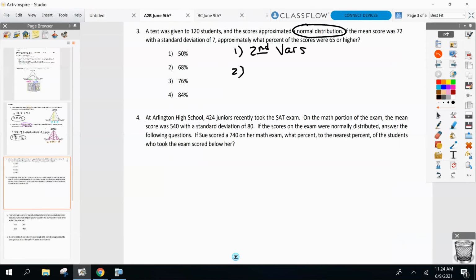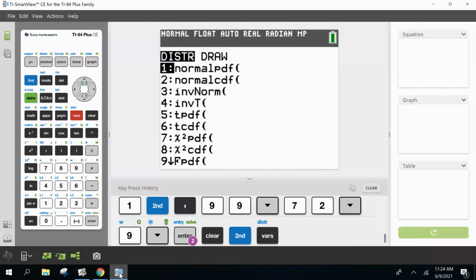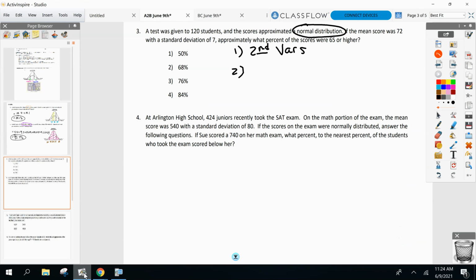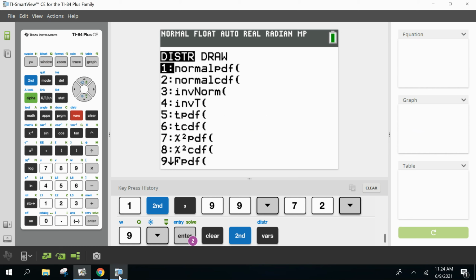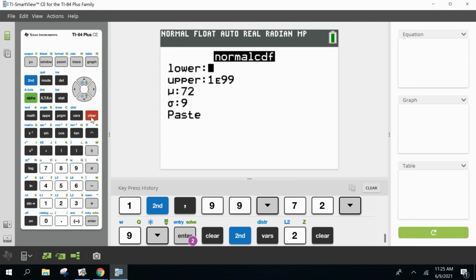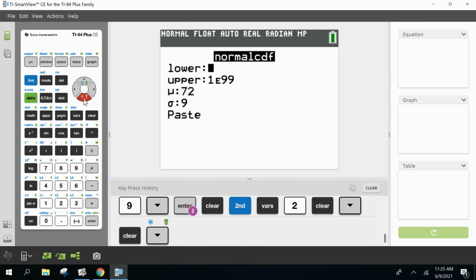The only one I ever want to play around with is choice 2. That says normalcdf. So I will select 2, normalcdf. That's the only place I'm going to do these normal distribution problems. Second VARS, choice 2, normalcdf. I got some stuff in there from last class. Let me clear it out. Now we got to put in lower, upper, mu, and this little sigma thing. All of which you have the information for in the problem.